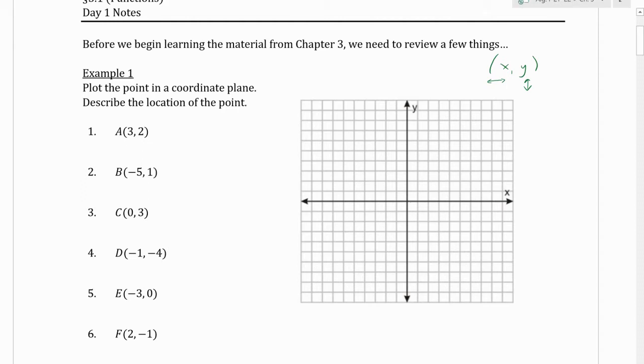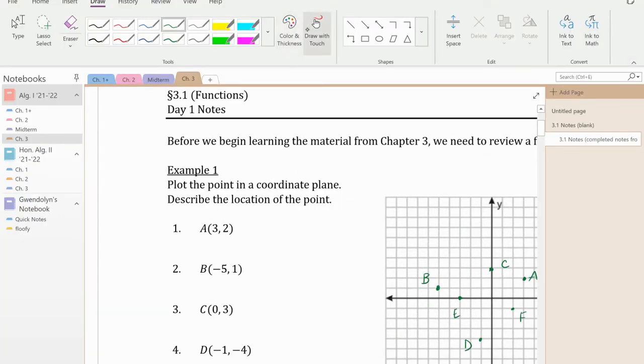I'm going to go 3 places to the right and up 2. And I'm going to call that point A. Okay, negative 5, 1. I go 1, 2, 3, 4, 5 to the left and up 1. We'll call that B. Over 0, up 3 is C. Back 1, down 4 is D. 3 to the left and stay put. Don't go up and down any. That's E. And then over 2, down 1. That's F.